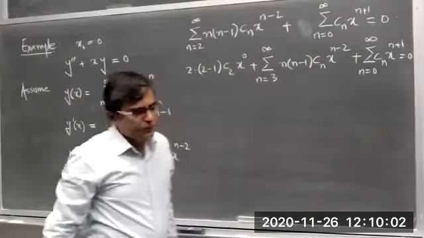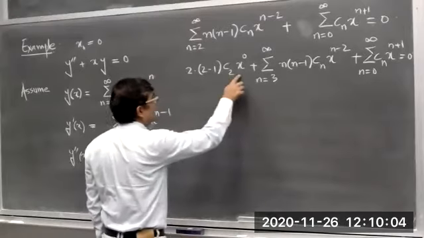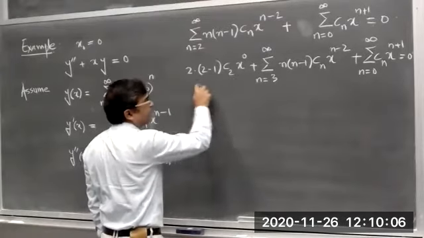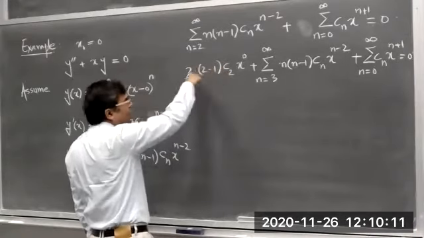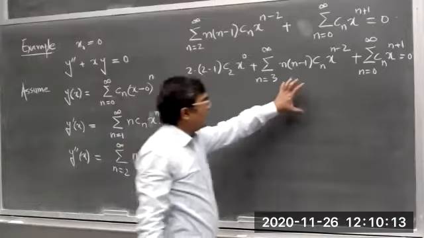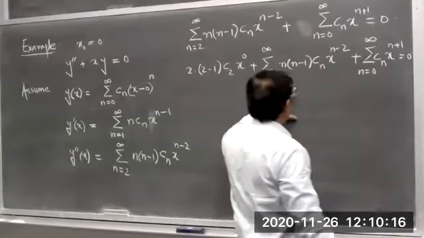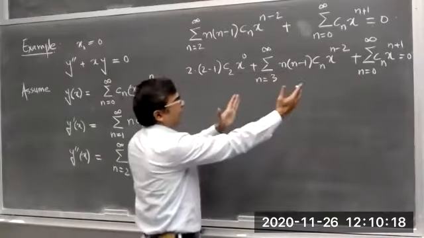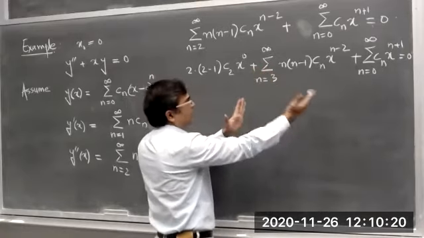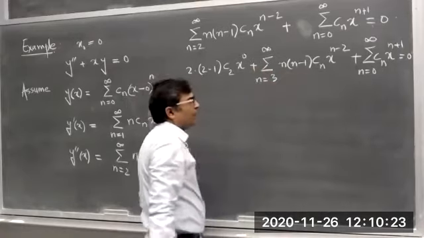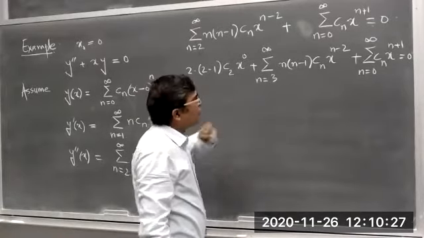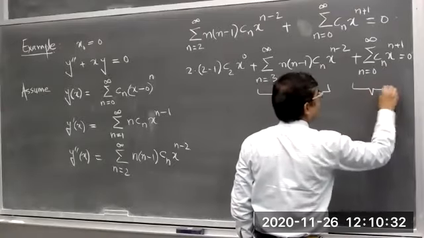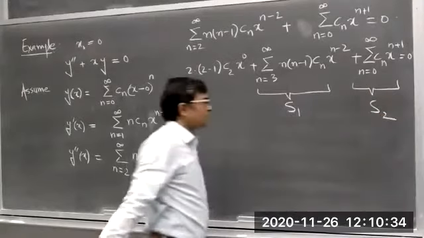Now, this term is separated. We can find the value of the coefficient separately from this term. Now we need to concentrate on these two series. In order to take the summation outside of these two series, we need to combine them. We assume that this is series 1 and this is series 2.